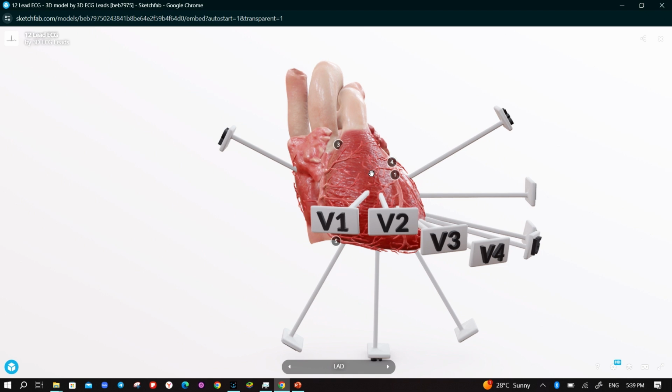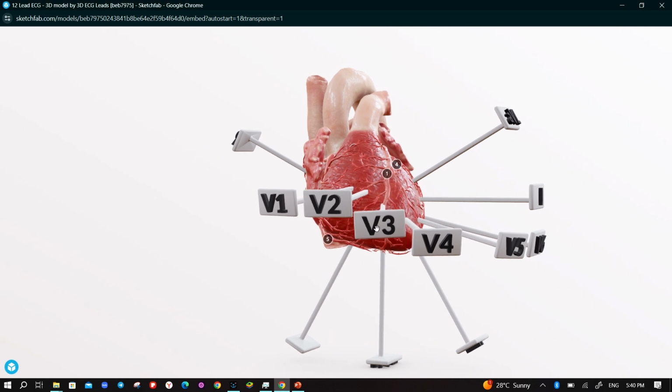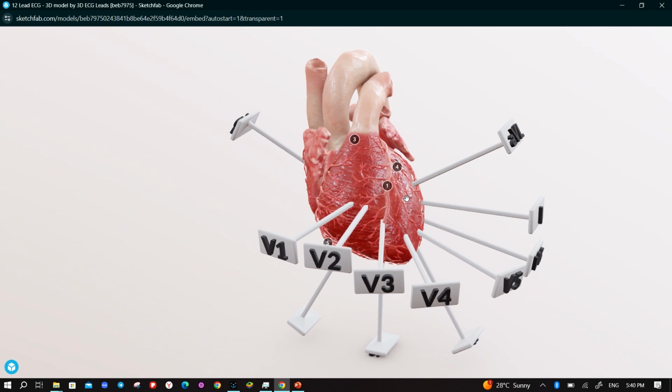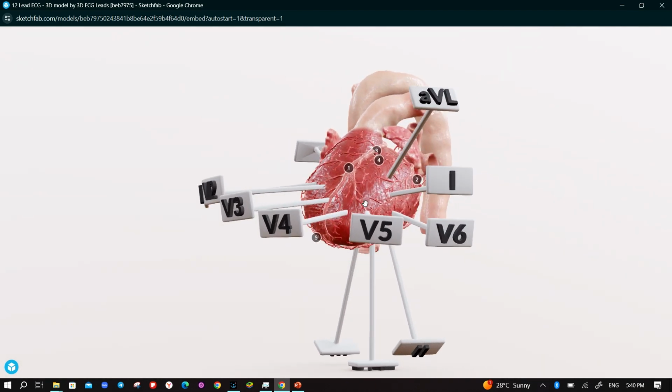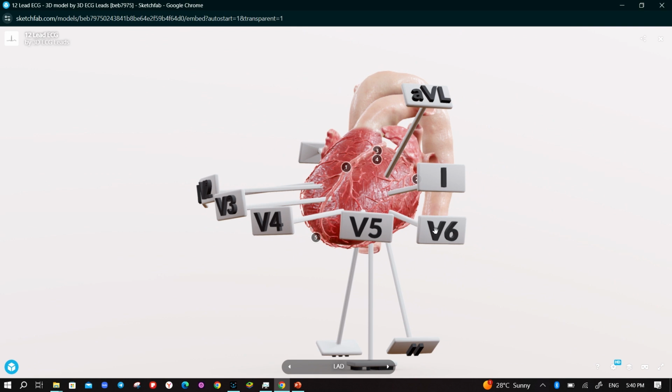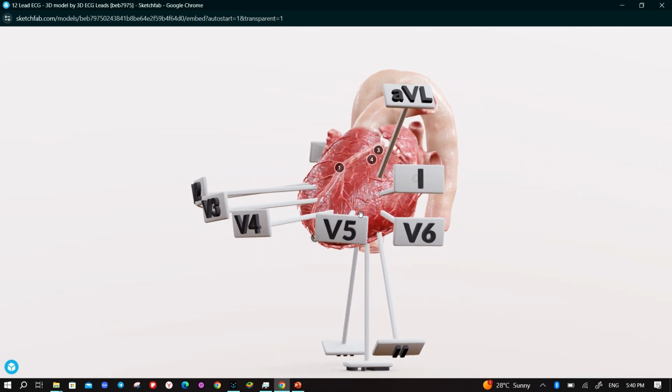That's why it's more specific to the right side of the heart. Whereas V2, V3, and V4 are more located in the anterior septum of the heart. The anterior and the septum of the heart. Here is the septum of the heart. Whereas V5 and V6 are more located on the left side of the heart.